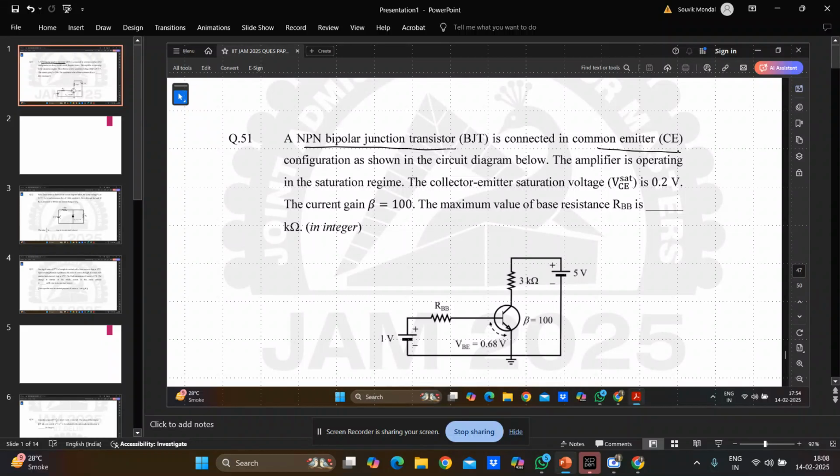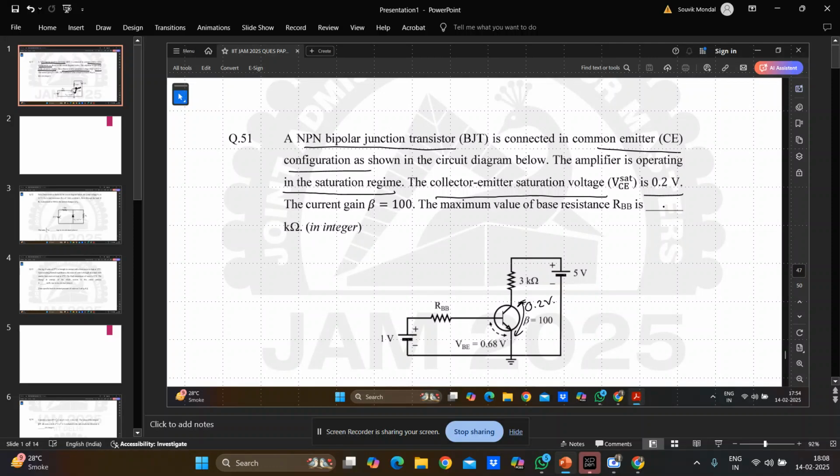is connected in a common emitter configuration. This is the configuration also given. The amplifier is operating in the saturation regime, so it is operating in the saturation region, and it is given that the collector emitter saturation voltage is 0.2 volt. So VCE is basically this voltage. So this voltage is 0.2 volt.